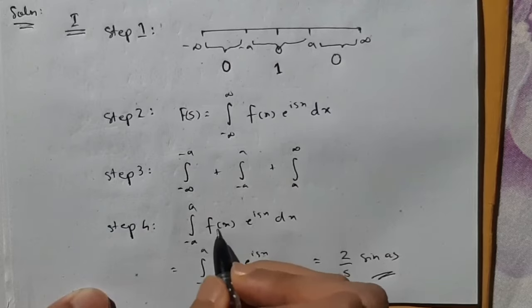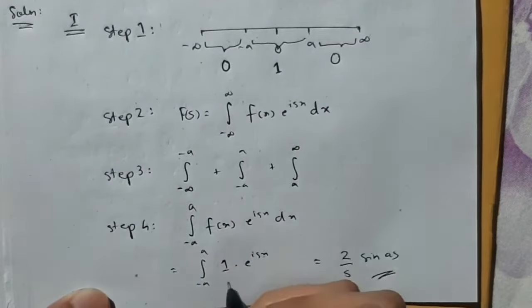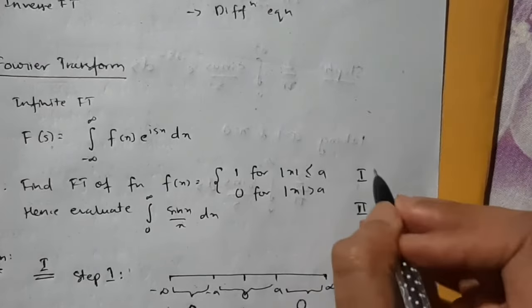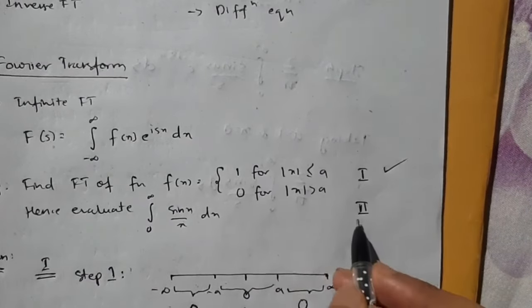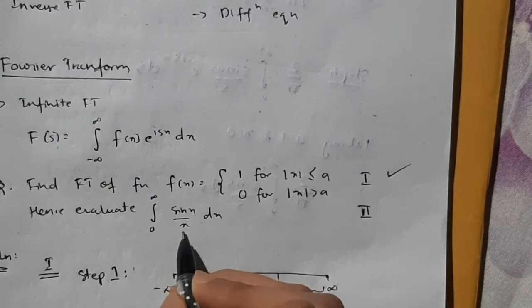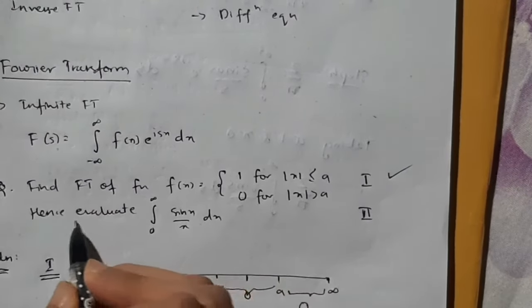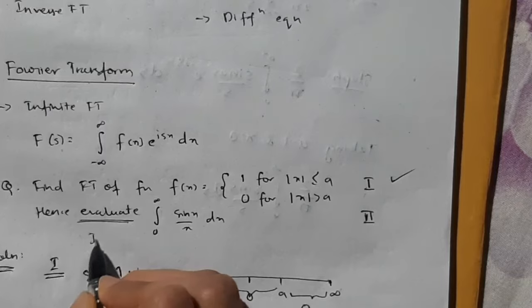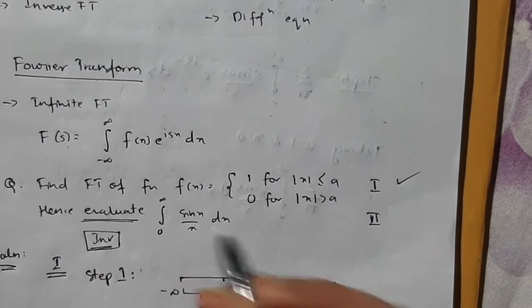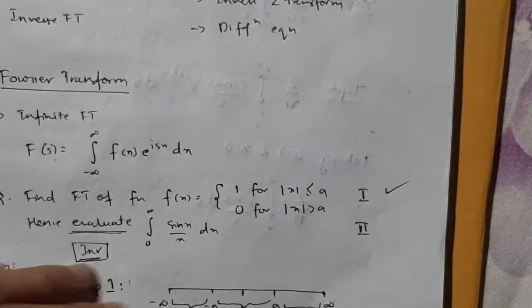Substitute f of x. What is f of x in this? Here it is 1, right? So substitute 1 here, then evaluate the integral, and you will have this answer. So the first part of the question is over. Now moving on to the second part, what you have is integral 0 to infinity of sin x by x. Now whenever you see evaluate, you have to find the inverse. Remember this all the time. Whenever evaluate comes, you have to find the inverse. For the inverse also you have 2-3 steps.